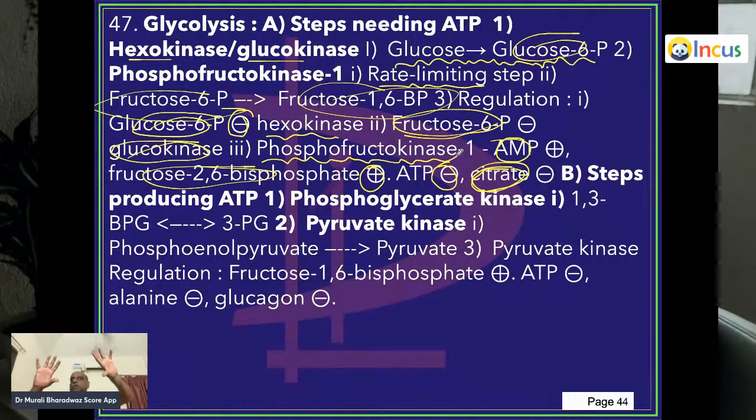So totally 3 enzymes, and what are their inhibitors? Glucose 6-phosphate, hexokinase, glucokinase, and phosphofructokinase. These 3 enzymes and what are their inhibitors is the favorite question of the examiner.